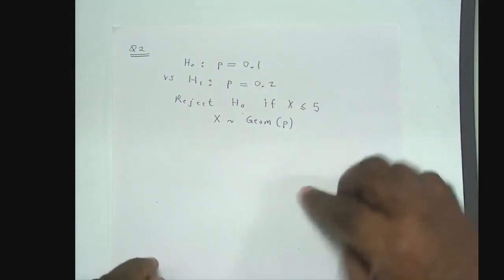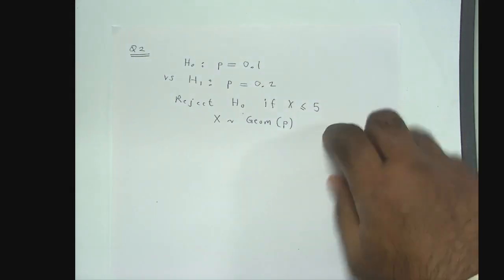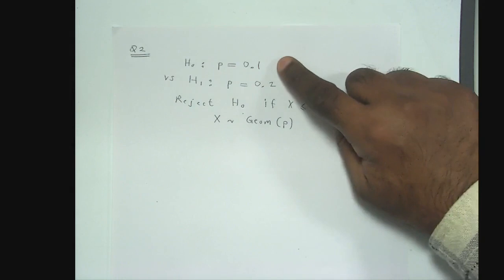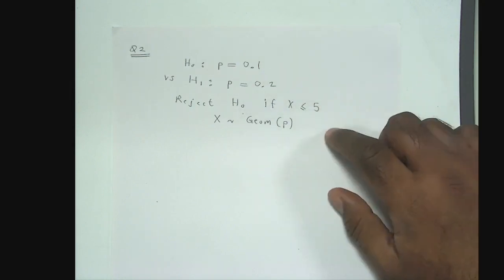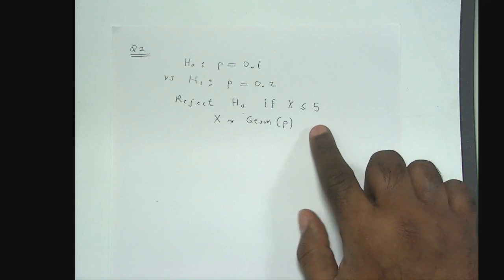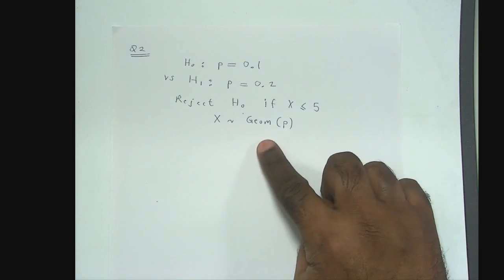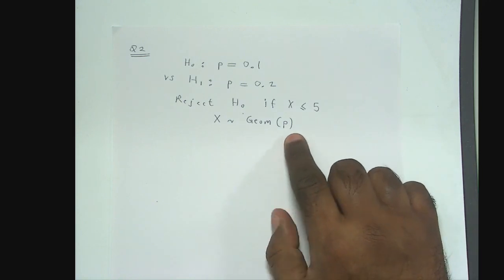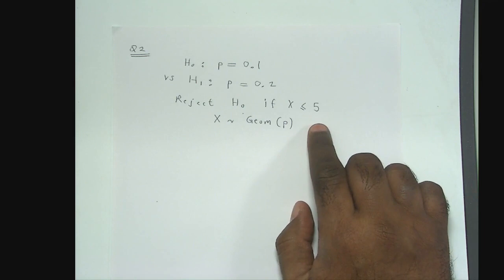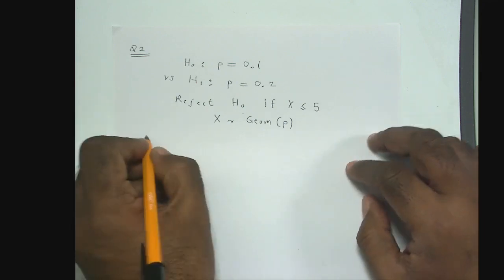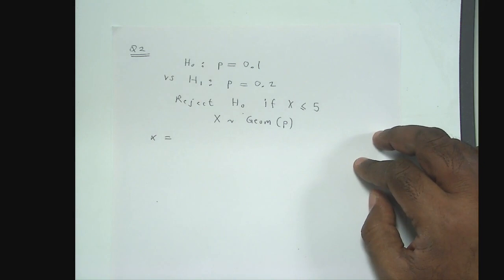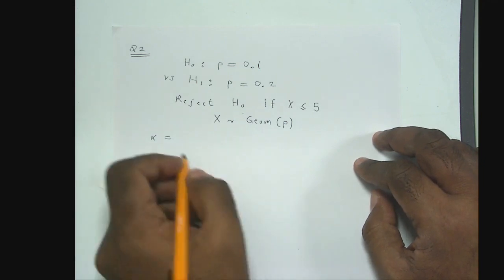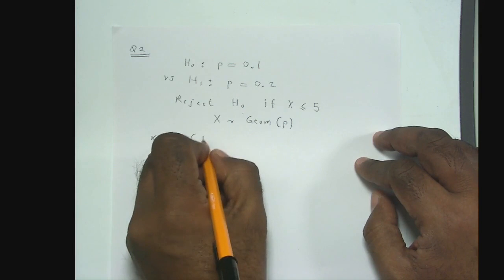All right, guys. In this question, you have p equal to 0 point versus p equal to 0.2, and we reject the null hypothesis if x, a geometric variable with parameter p, is less than or equal to 5. And you're asked to find the alpha and the beta. Remember, alpha is the probability of type 1 error, and beta is the probability of type 2 error. Okay? So let's try to find alpha first.